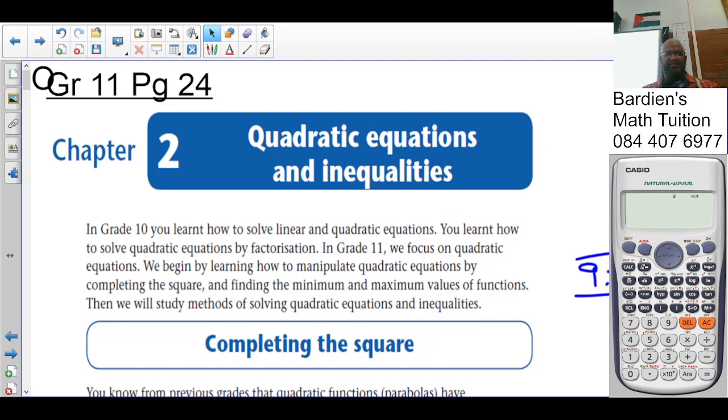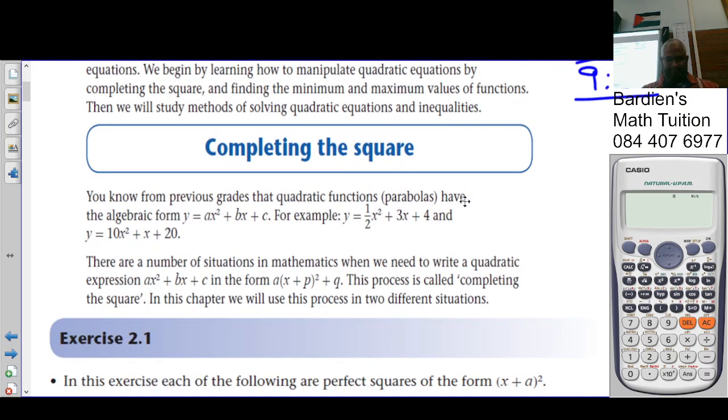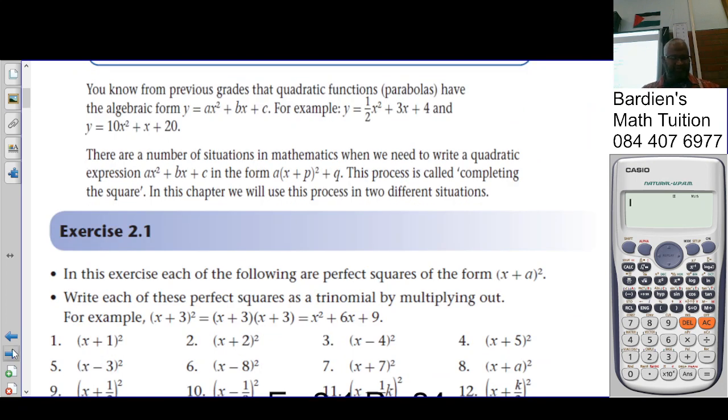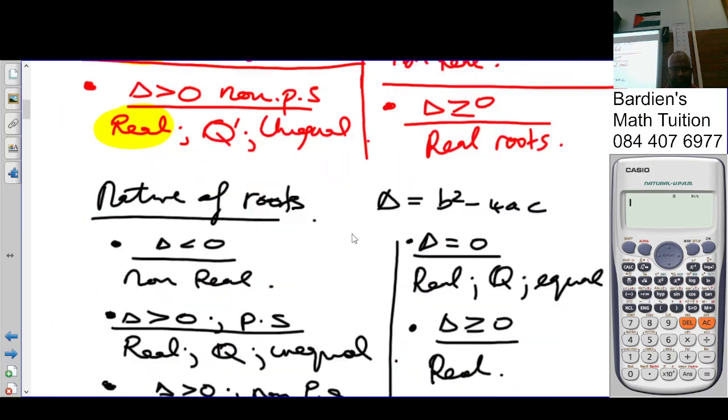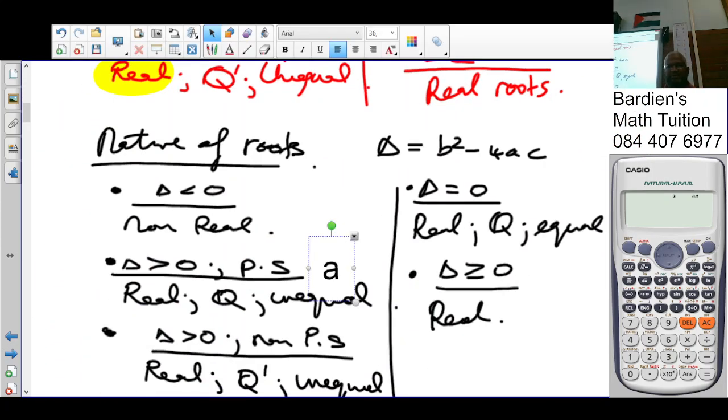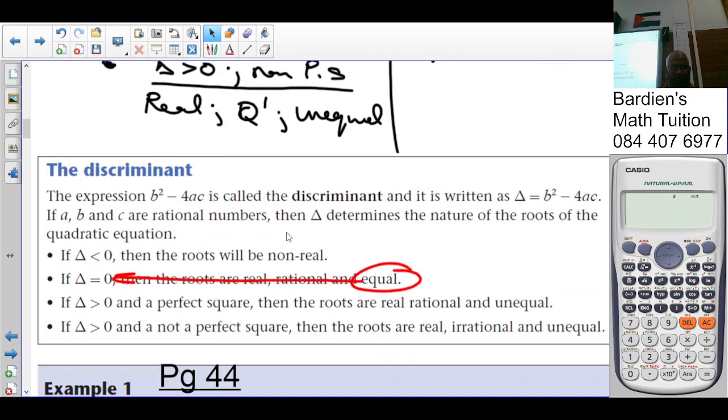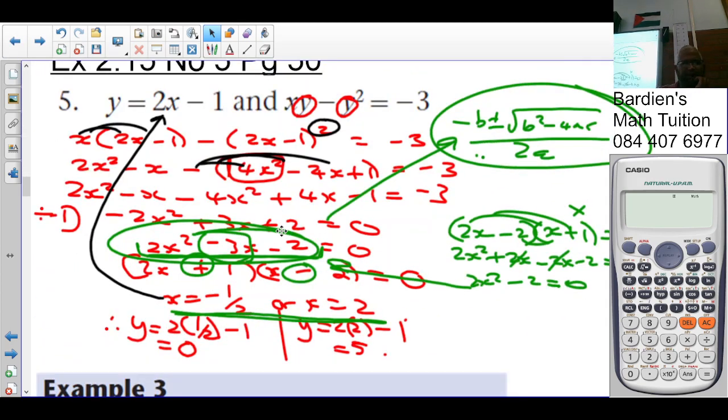For homework, it was exercise 2.13. Not so? In 2.13, we were on.